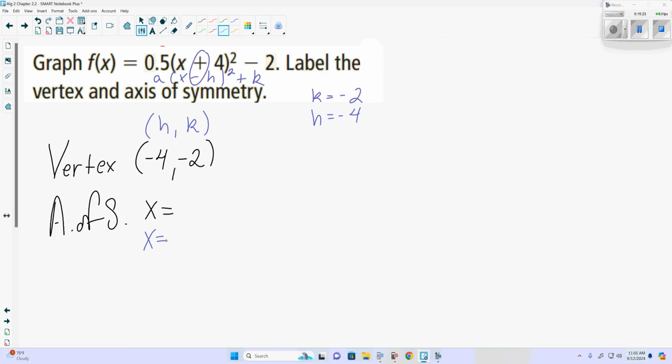And in the general form for this here, our h value is -4. With the axis of symmetry, I will need the x equals. We can't just write axis of symmetry -4, because there are two types of parabolas. The ones we're looking at open up or down. There are ones that open left and right, and we will be working with both in this chapter.